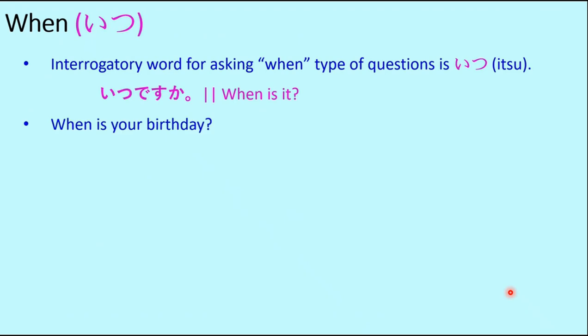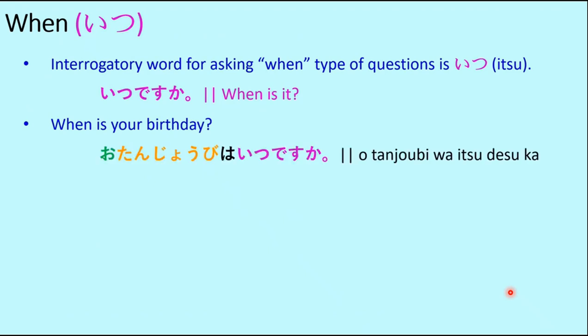For example, when is your birthday? If we ask this question, then how will we ask? O tanjobi wa itsu desu ka? Itsu desu ka, as we know, means "when is it?" And O tanjobi wa itsu desu ka means "when is your birthday?"